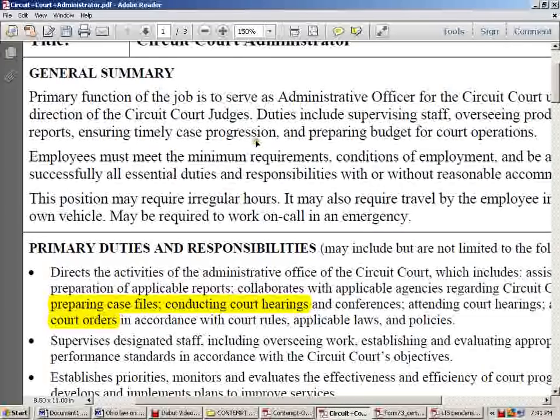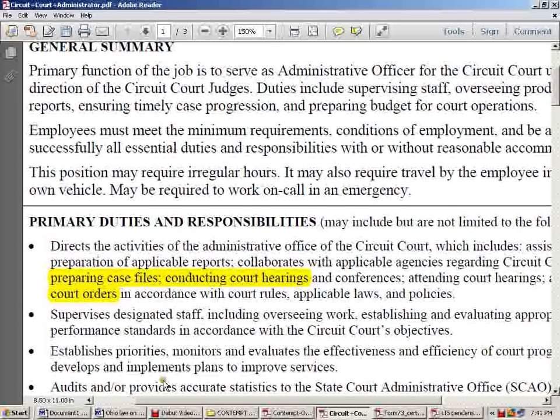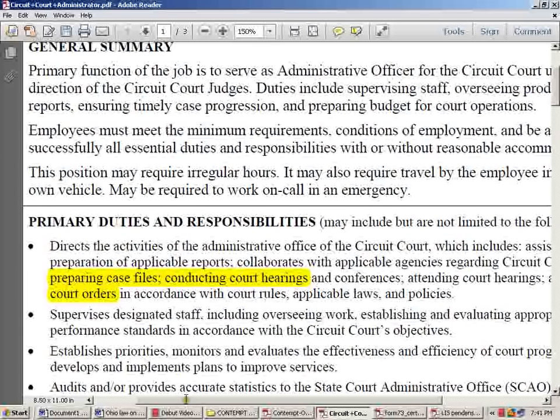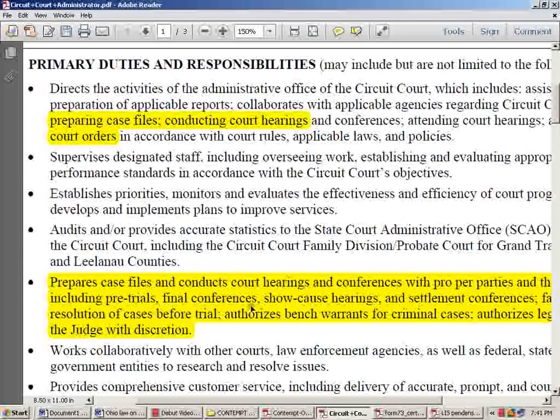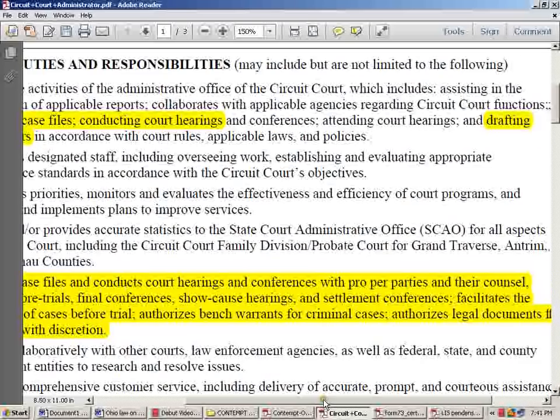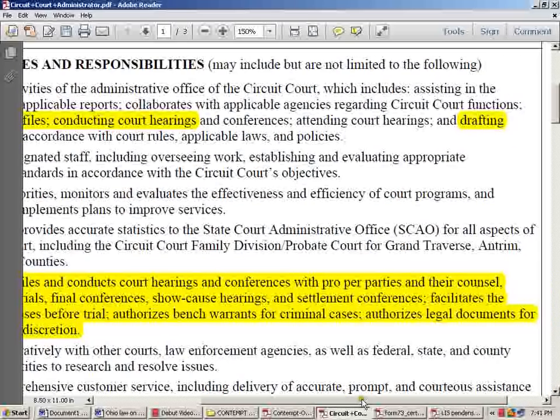Right, here's some of the duties, right? Primary case files, conducting court hearings, or preparing case files, right? So who knows where everything is that goes into a case? The administrator. Drafting court orders. They can also make up court orders. Prepares case files and conducts court hearings. Sounds a heck of a lot like a judge. And conferences with per parties.